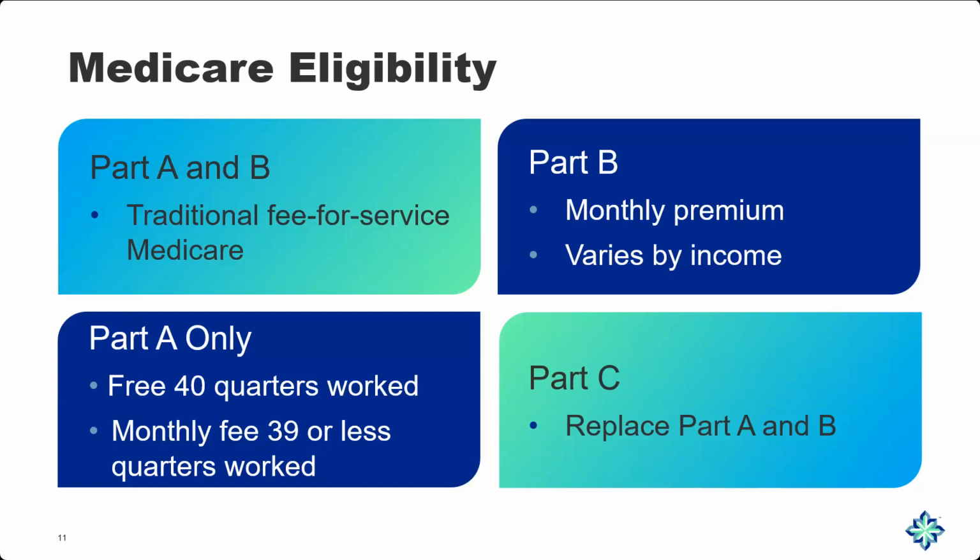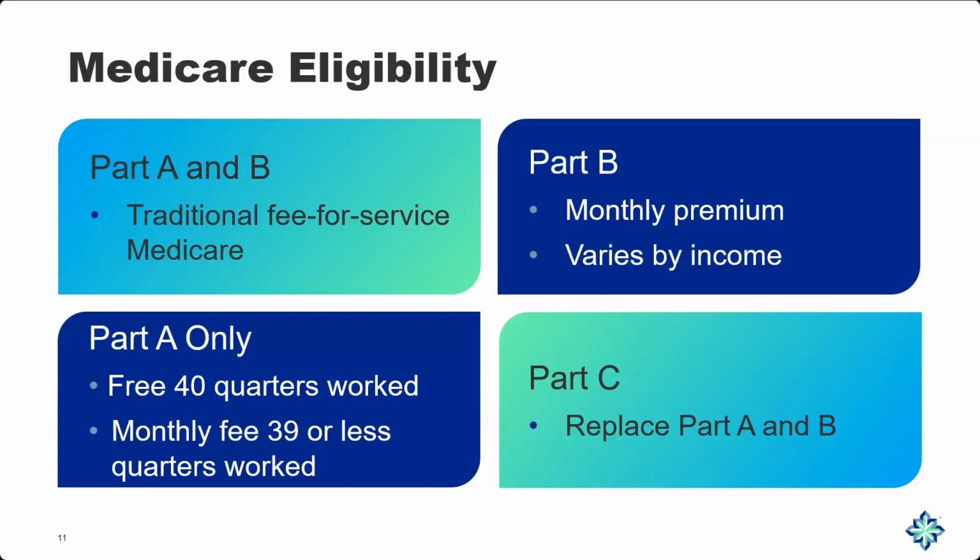So when you are trying to determine whether someone has an employer group health plan and it is subject to Medicare secondary payer, you must first go back and determine their Medicare eligibility. Do they have A? Do they have B? Do they have C? Do they have anything like that?